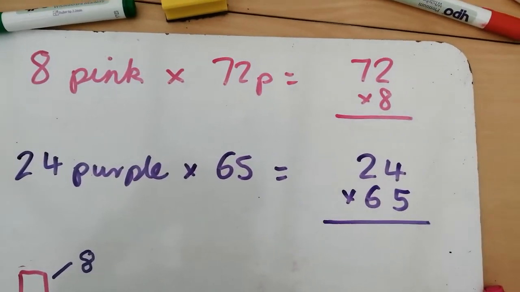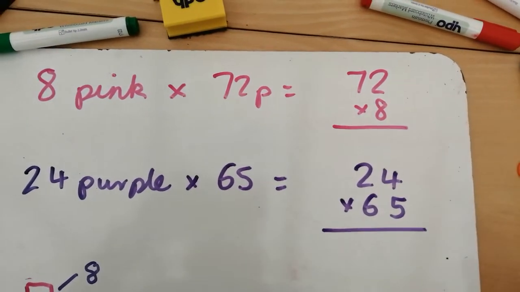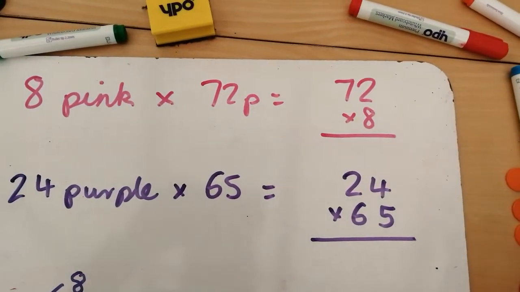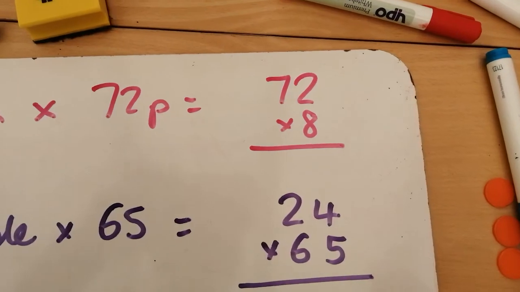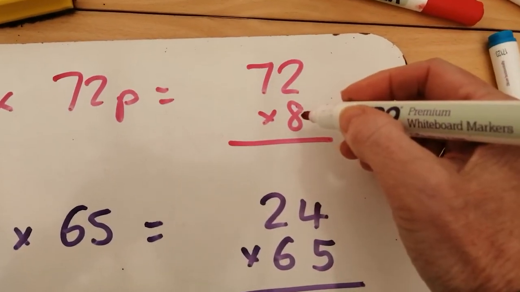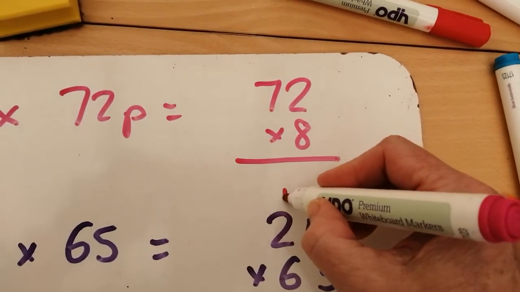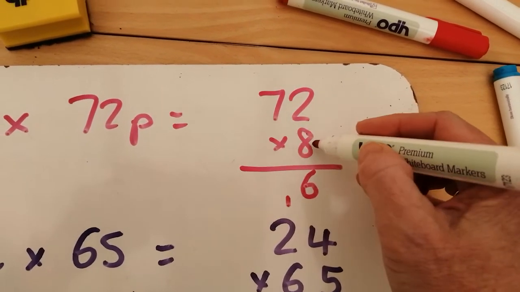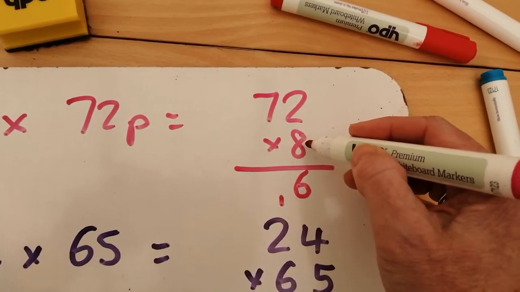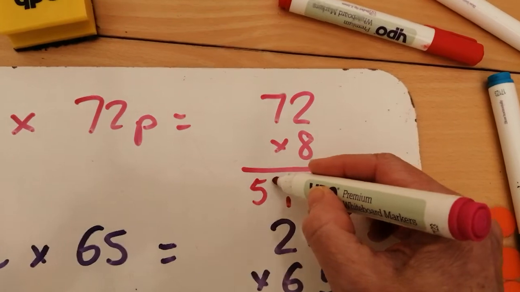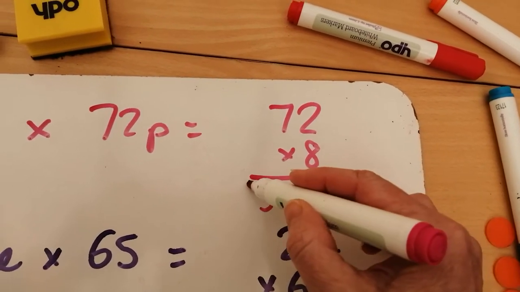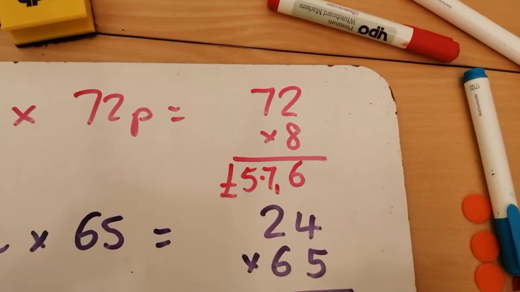And now I can work out my costs. So I have some calculations to do. 8 pink beads times 72p. So here's my calculation, 72 times 8. So I've got 2 times 8, 16, 7 times 8, 56 plus 1, 57. And because it's money, it'll be £5.76.